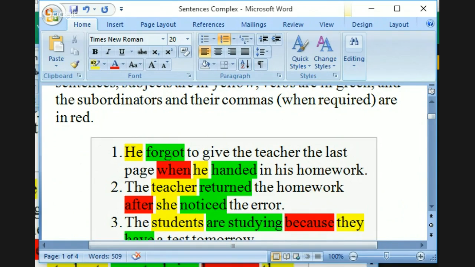It doesn't change anything. The only thing that changes is, notice that there is now no comma between the two clauses. If you have your independent clause first, you do not need a comma. This is a very common error. Let's put it back the way it was.